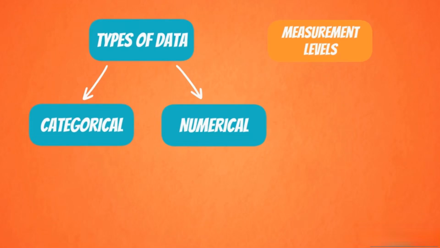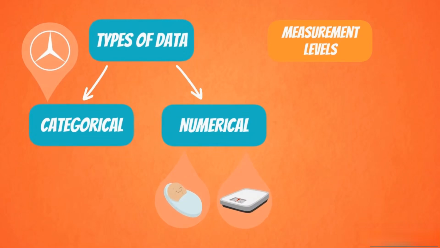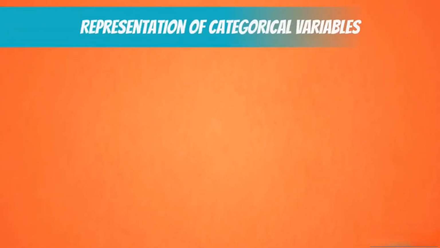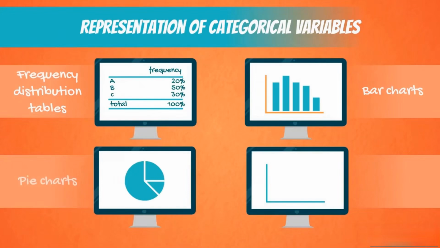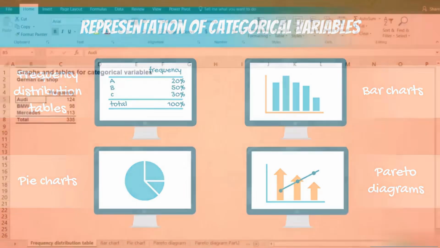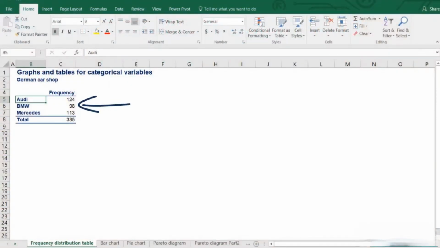As you may recall, there are two types of variables, categorical and numerical. In this video, we will focus on categorical variables. Some of the most common ways to visualize them are frequency distribution tables, bar charts, pie charts, and Pareto diagrams. First, let's see what a frequency distribution table looks like. It has two columns, the category itself and the corresponding frequency.